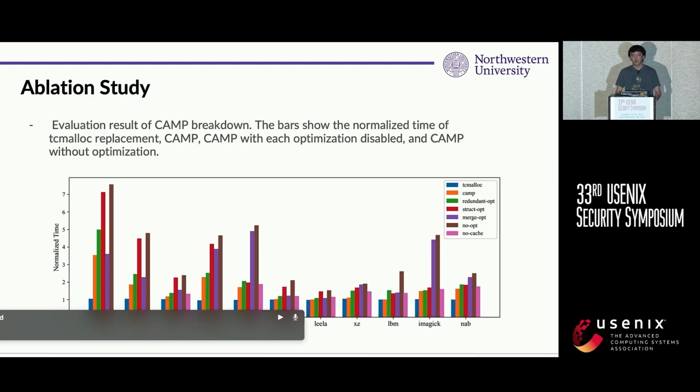Besides, we also did an ablation study. The ablation study shows the overhead when disabling each optimization. We can note that when disabling each optimization, the overhead is largely increased, which shows the performance benefit of each optimization in our system.